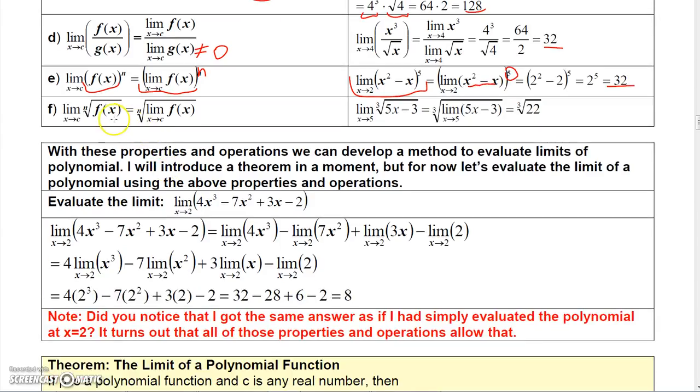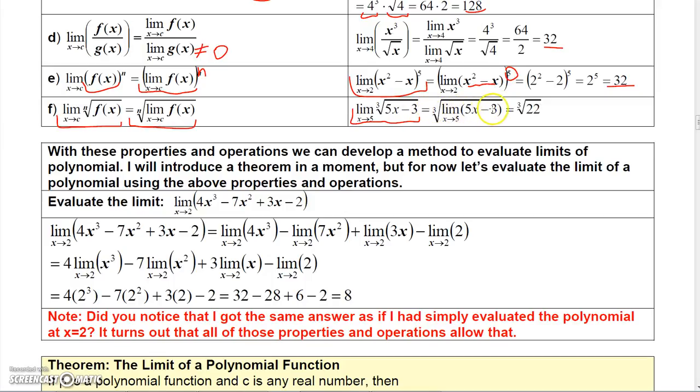Similar property works for roots. If I have the limit of the nth root of a function, then that's the same as the nth root of the limit. So if I want the limit of the cube root of 5x minus 3, I can actually calculate the limit of 5x minus 3 first, and then take the cube root of it.